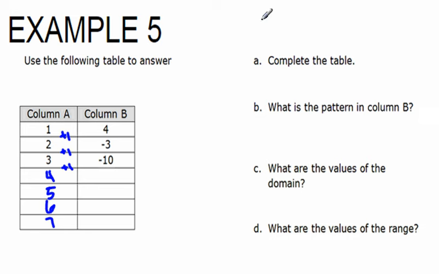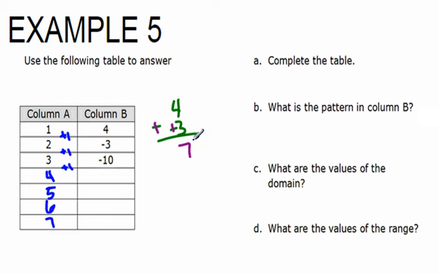Next, we want to look at the pattern between each of the numbers in column B. Because this one isn't as simple as just adding 1, I like to subtract the numbers to find the difference. And then we'll look at whether or not we're getting bigger or smaller. So if I subtract here, if you notice I have a negative negative, that means I'm actually going to add. So the difference here is 7.